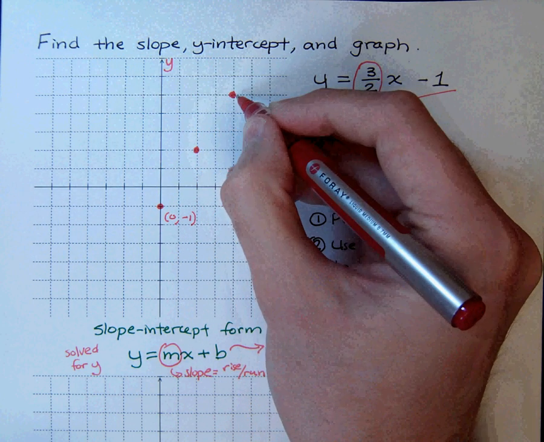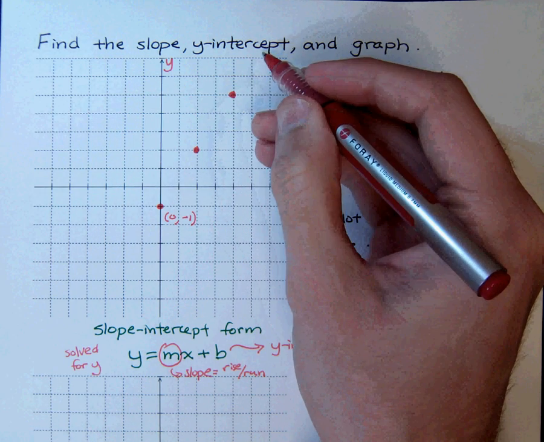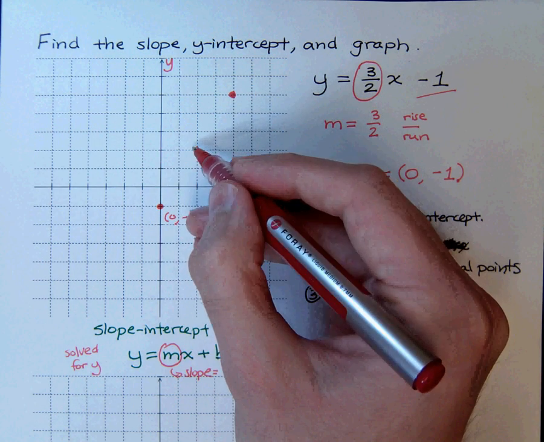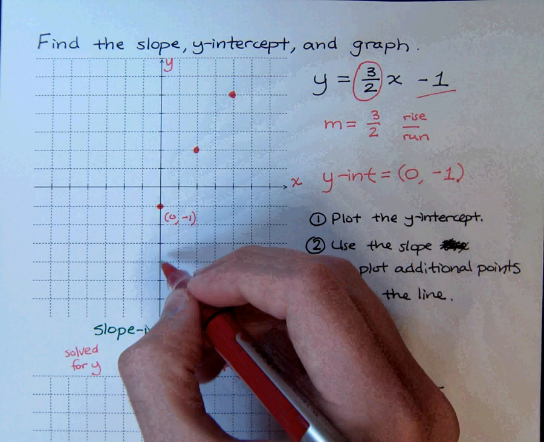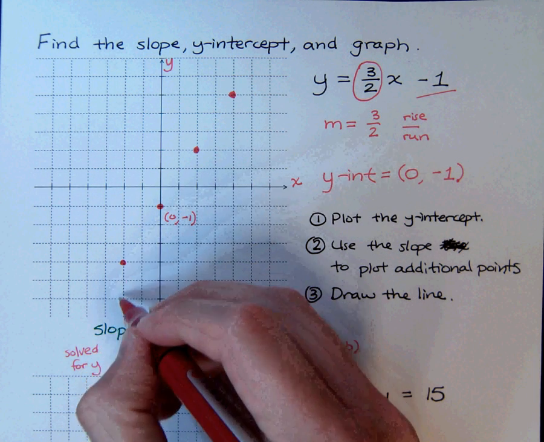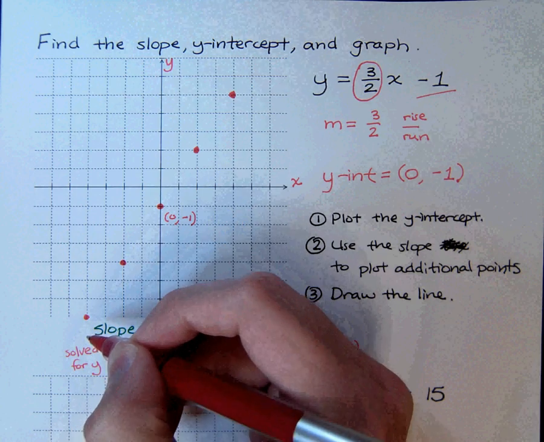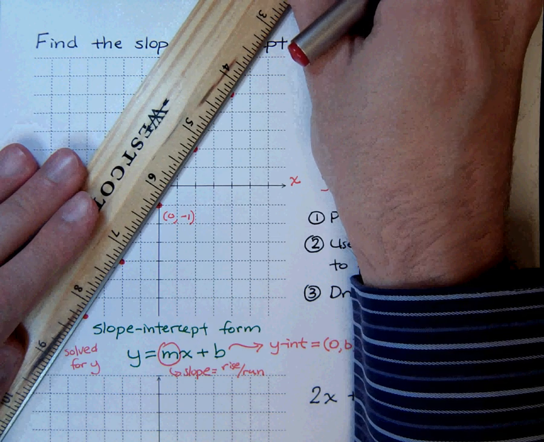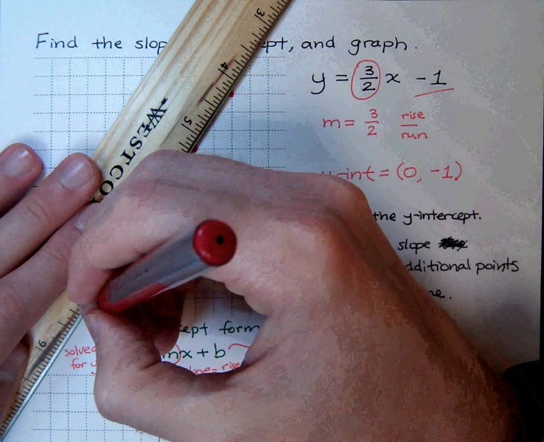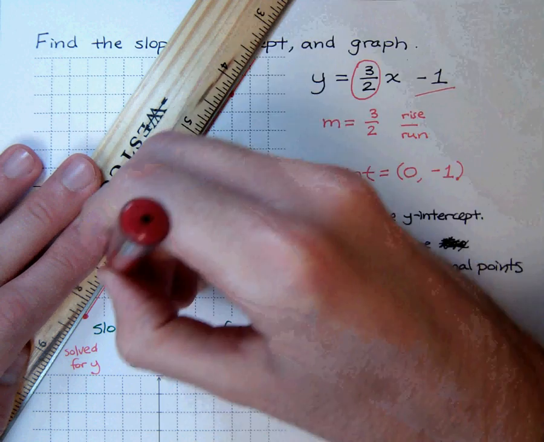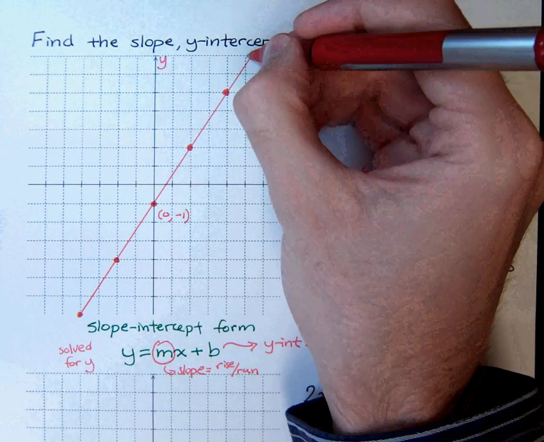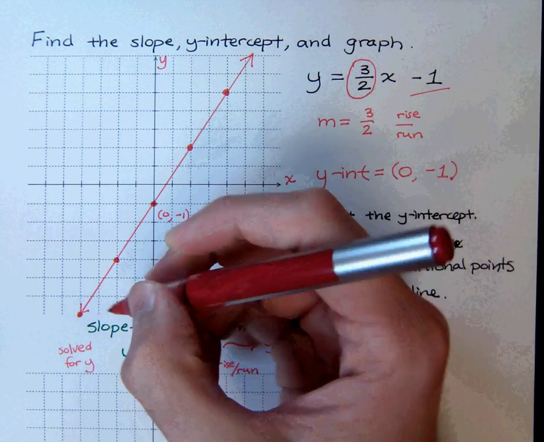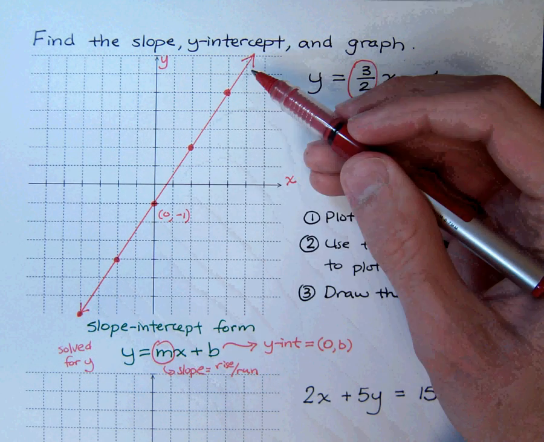You keep going till you run out of room, and then you want to go back down the other way. So if I went up 3 and to the right 2, I can reverse that and still get other points. So go down 3, to the left 2, and there's a point. Down 3, to the left 2, and there's another point. The more points you have on your graph, the easier it is for you to draw your line. The easier it is for you to line up your ruler or straight edge or whatever it is that you're using. Now remember, your lines go from one edge of the graph to the other, and we also include the arrows. Why do we include the arrows? Because we were trying to show that this line continues on forever in both directions.